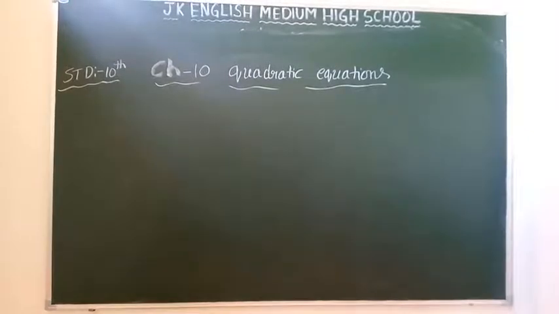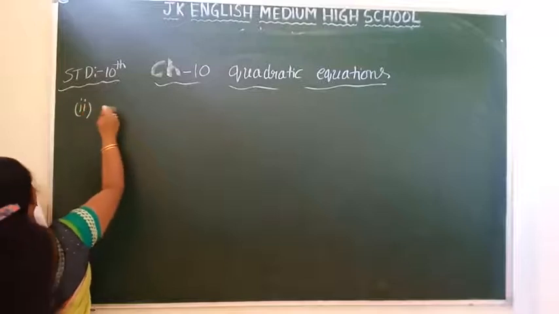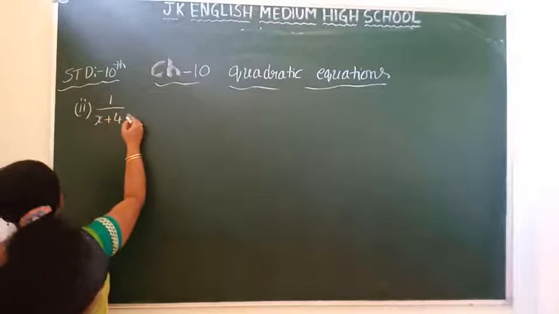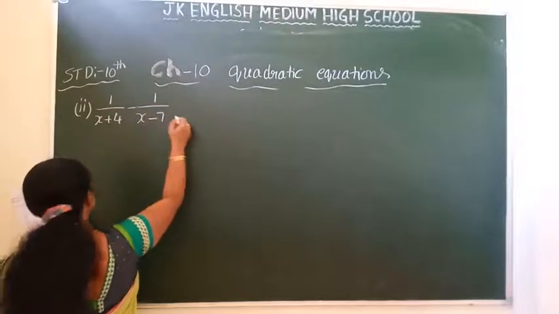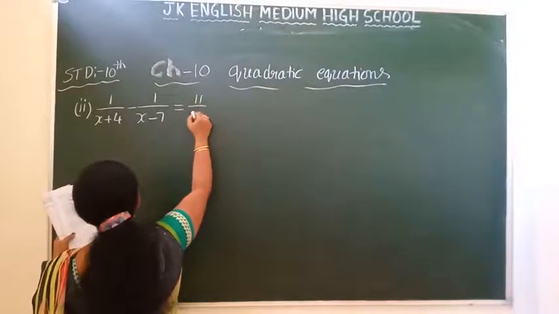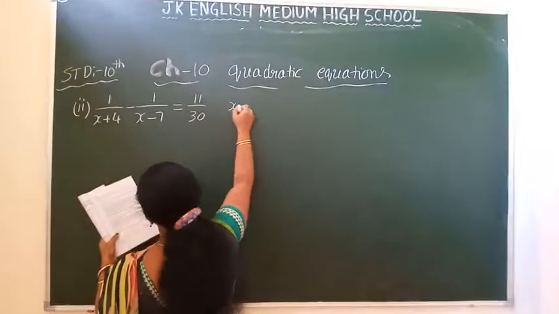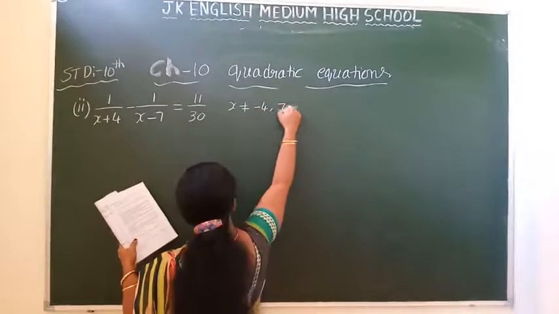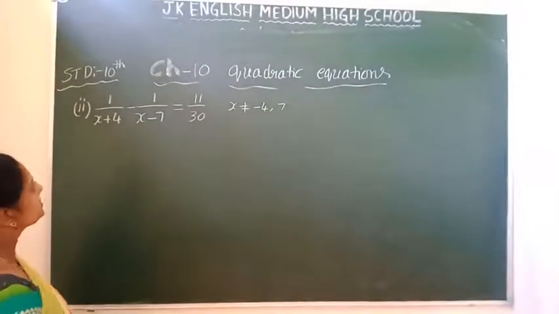Children, the second question is in this pattern: 1 divided by x plus 4 minus 1 divided by x minus 7 is equal to 11 by 30, where x is not equal to minus 4 or 7. So now find the roots of this quadratic equation.